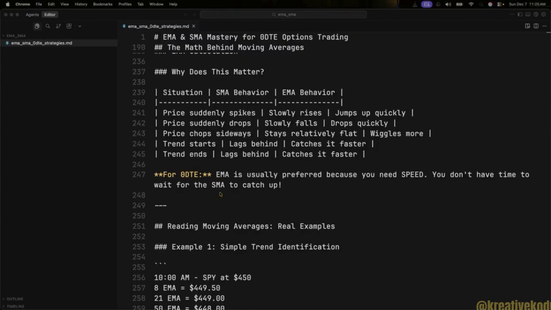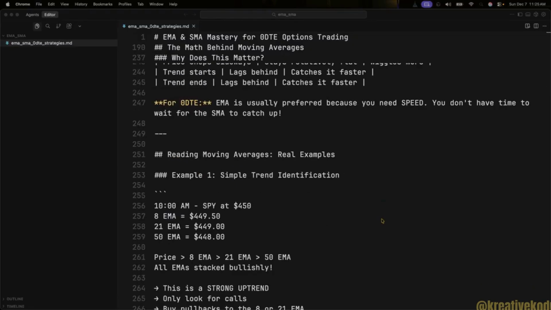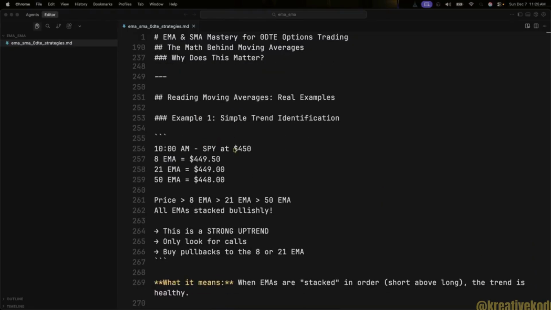So that's why we normally use the SMA, or simple moving average, to confirm a trend, right? So here's how to read it from real examples. It's 10 a.m. and we're using SPY. SPY is the S&P 500, the top 500 companies within the New York Stock Exchange. So at 10 a.m., SPY is at 450. The 8 EMA is 449.50. The 21 is 449. And then the 50 is 448.